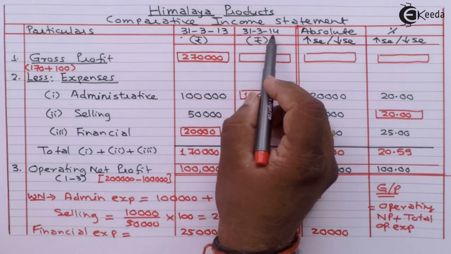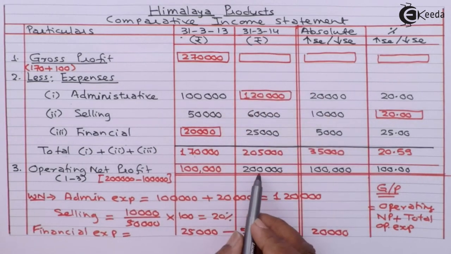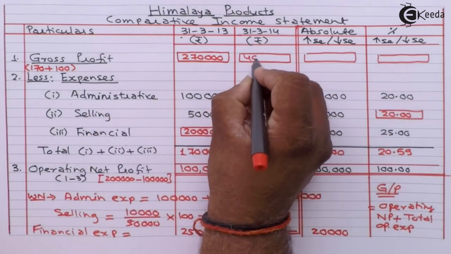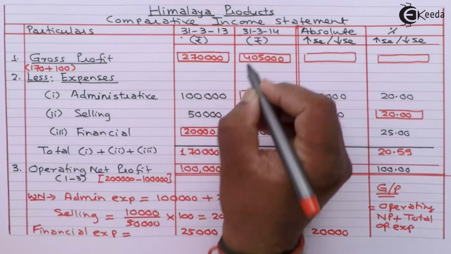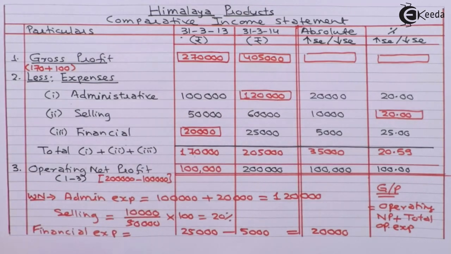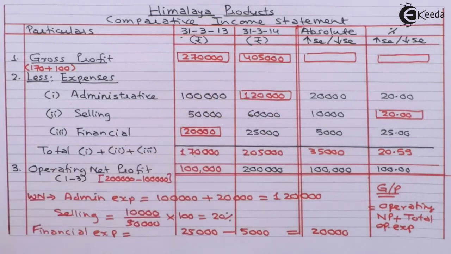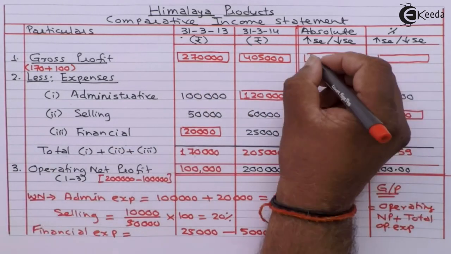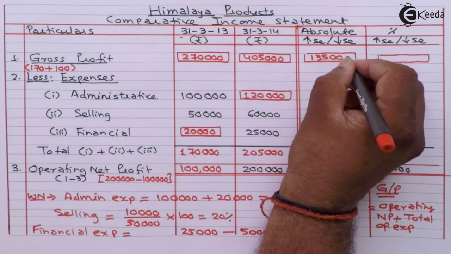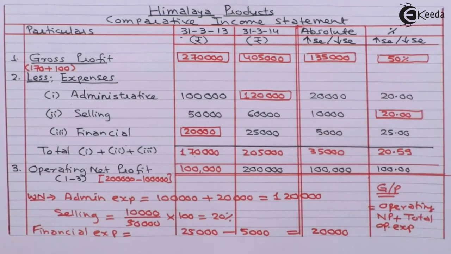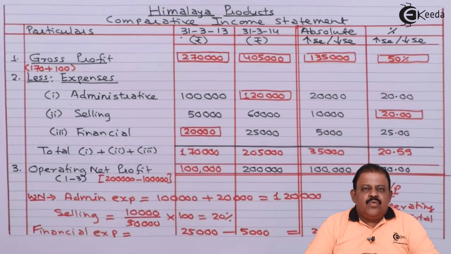For the year 2014, 2 lakh plus 2,05,000, ₹4,05,000 - ₹2,70,000, increase of 1,35,000. Percentage increase is 50%. In this question, we have learned how to find out missing information based on information actually given in the question.